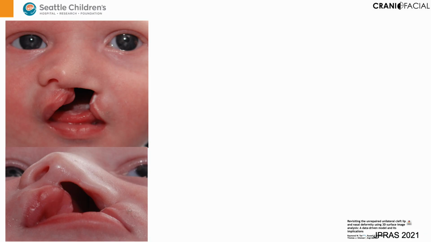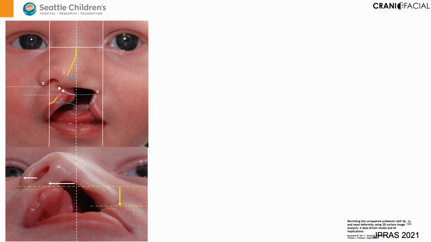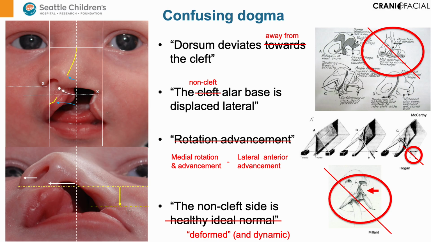If we look at this simple photograph and add some reference lines, labeling positions, we can see that all of this is very wrong. Starting with the upper left image, you can see that the nasal dorsum actually deviates away from the cleft, not towards it. Again, with the upper left image, the non-cleft alar base is lateral to the medial canthal line, whereas the cleft alar base is medial to that same line on that side. So in reality, it's the non-cleft alar base that's actually displaced lateral.